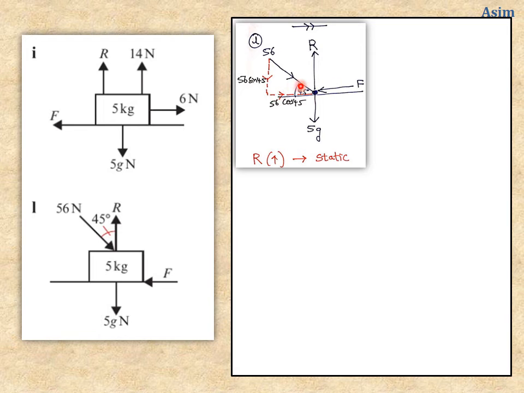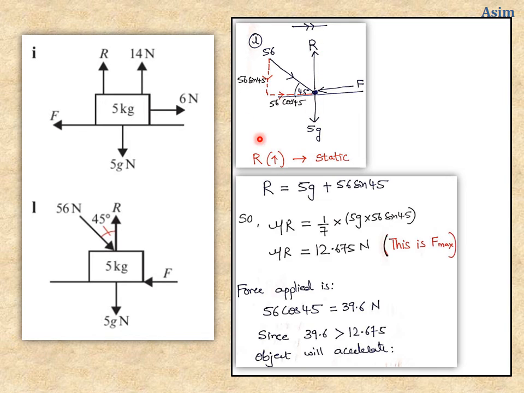It doesn't matter. Okay, and now resolving again, vertically it is not in motion, so upward force will balance the downward force. So upward force, R is the only force which is upward. These two are downwards, Fg sine 45 and mg. Okay, you know R, again find that mu R factor like we did before. The mu R factor, mu is 1 by 7 times this will give you 12.675 Newton. This is your max friction.